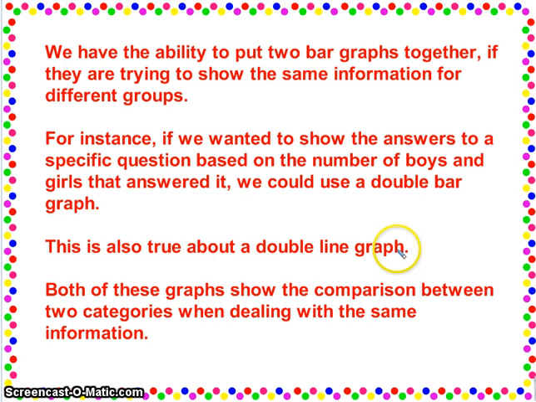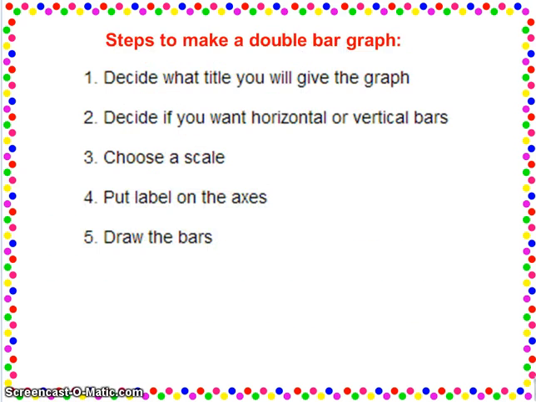A double line graph is a little different because what it does is it shows a change over a period of time. You'll see one that doesn't exactly do that, but generally, if we had data from last year compared to data from this year, we could see how things have changed. Both of these graphs show the comparison between 2 categories when dealing with the same information. So that's important, the same information. All right, let's look at it.